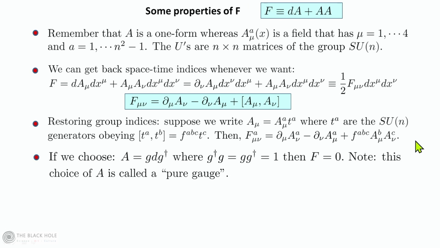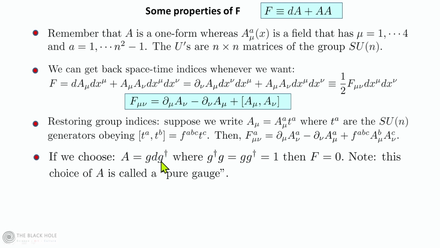Now, let me take A, the one-form A, as this G, where G is a group element which belongs to SU(N). So A is equal to G dG†. So this is a one-form.